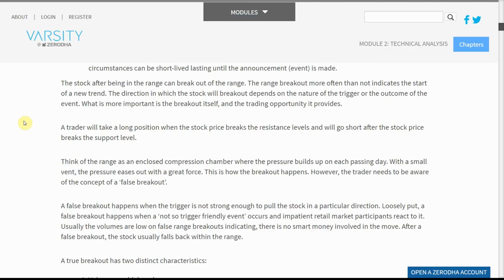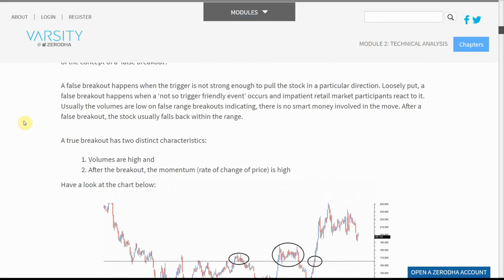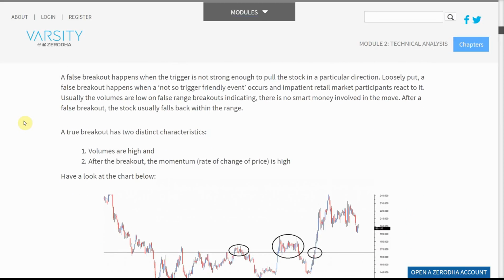Loosely put, a false breakout happens when a not so trigger-friendly event occurs and impatient retail market participants react to it. Usually the volumes are low on false range breakouts, indicating there is no smart money involved in the move. After a false breakout, the stock usually falls back within the range. A true breakout has two distinct characteristics. Volumes are high and, after the breakout, the momentum rate of change of price is high.